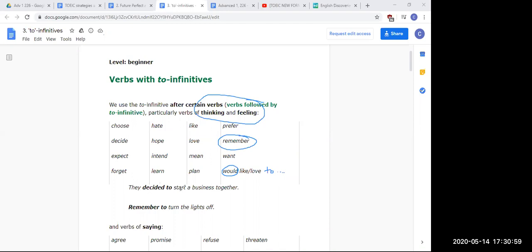Now we have a couple of examples there. They decided to start a business together. So decide to. So we can't say they decided starting a business together. No, we always have to say they decided to start a business together. Remember to turn the lights off. Okay. So again, like I said, with the remember, if we're talking about the past, then that's fine. Here we have an imperative. So we have an order.